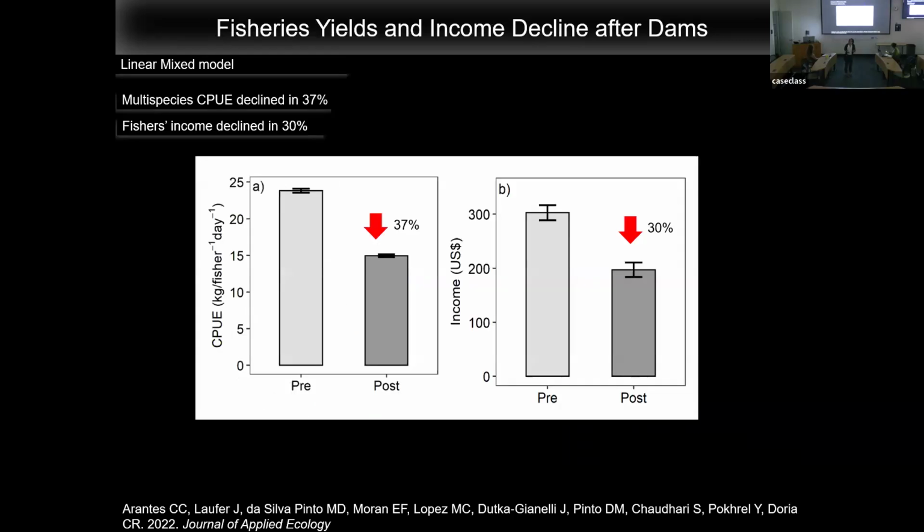So a few results: we found that the amount of fish that each fisher catches per day, or the catch per unit of effort, declined 37% after the dams, and that affected the fishing-based income as well. The income declined on average 30%.